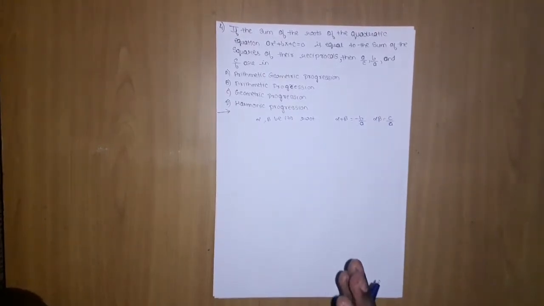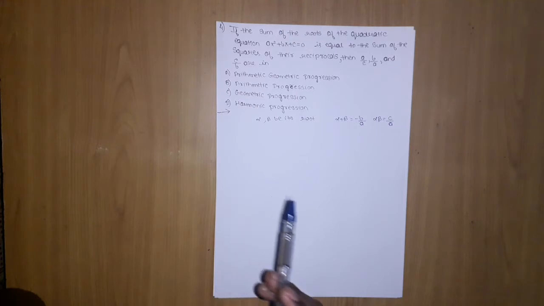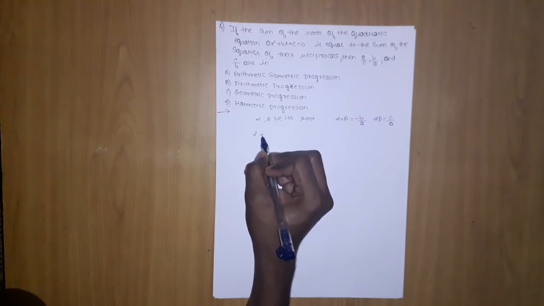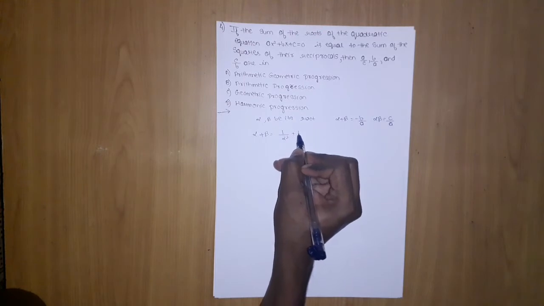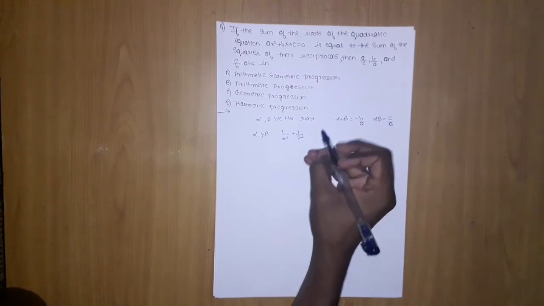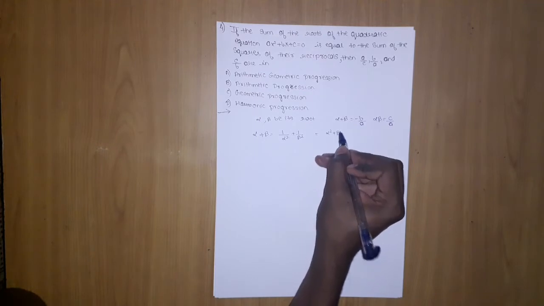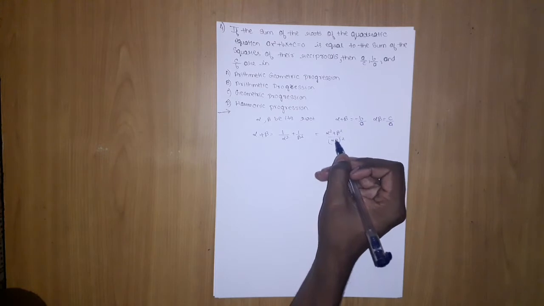Now what we can do further: they have said the sum of the roots of the quadratic is equal to the sum of the squares of the reciprocals. So the sum of the roots, alpha plus beta, should be equal to the sum of the squares of the reciprocals. If we solve this, we will come to know it is alpha beta the whole square. Now let's calculate this first.